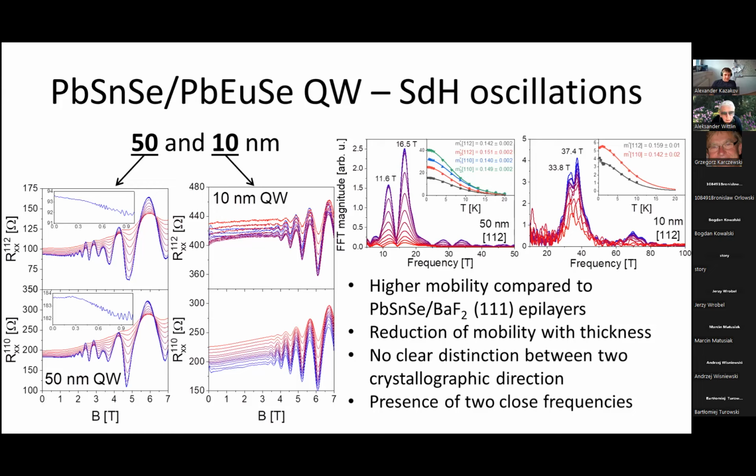These different curves are for different temperatures, I believe, yes? Yes, this is the temperature dependence. Blue color is for low temperatures, starting from 0.3 Kelvin, up to around 20 Kelvin for the red curves.